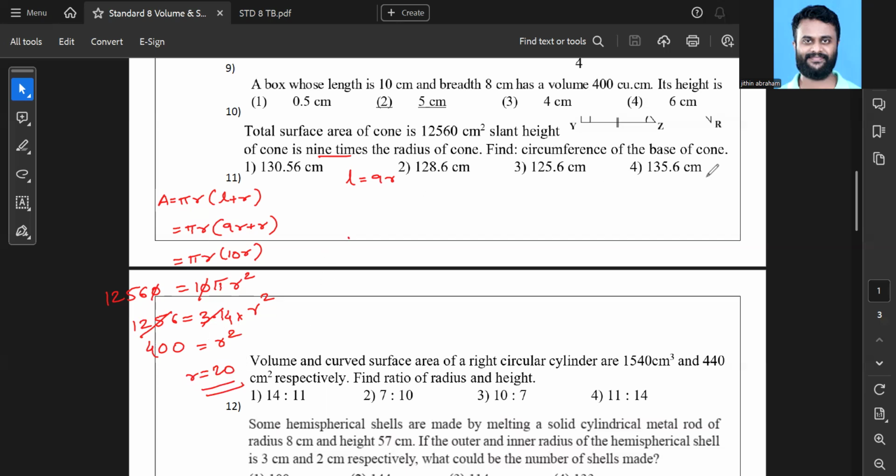And since I have r is equal to 20, they are asking for the circumference, right? Circumference is 2 pi r. So 2 multiplied by, looking at the decimal values, I'll use 3.14 once again, multiplied by r is 20. So 3 multiplied by 4 is 1256. Considering the decimal point, it becomes 125.6. And that's option 3.